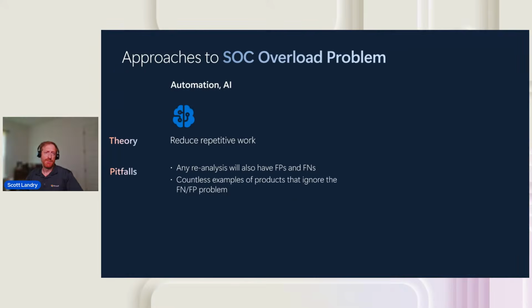Countless examples of products that ignore this FP problem. Let me be specific. There are some vendors that attempt to reduce the workload on the SOC by taking over some part of the pipeline and essentially telling you to turn those alerts off. They're just going to handle it for you, right?